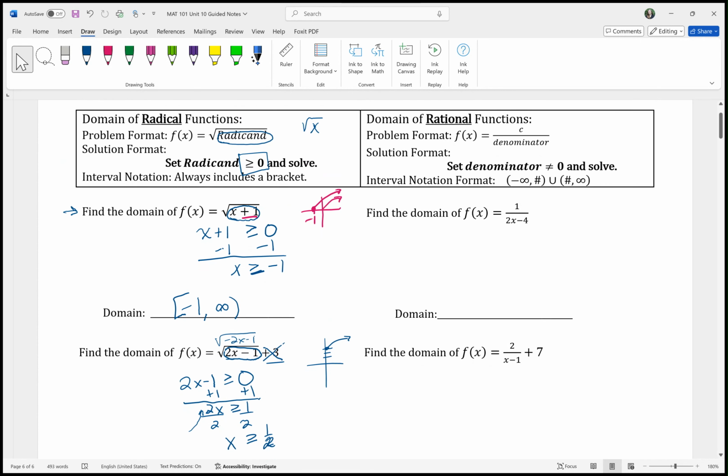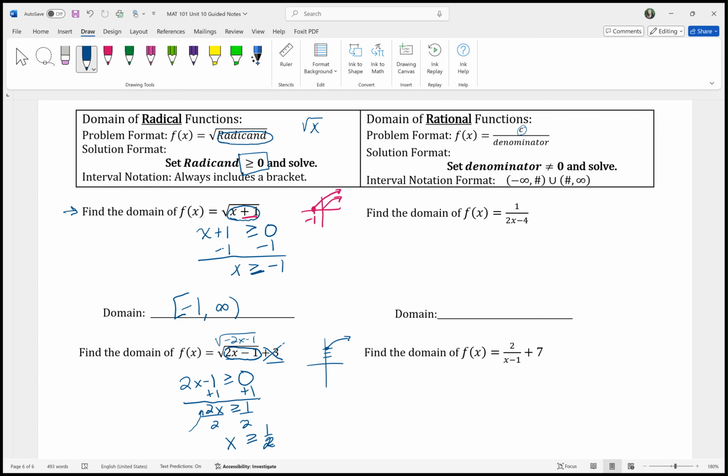Let's look at our rational functions. Again, rational means fraction. That's what I always want you to think about. So we have a constant divided by a denominator, and typically that denominator is going to be some expression with x in it.